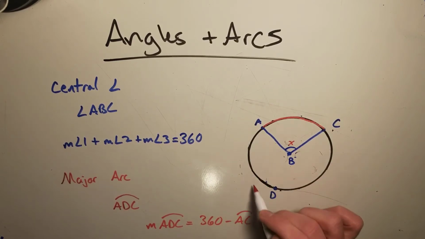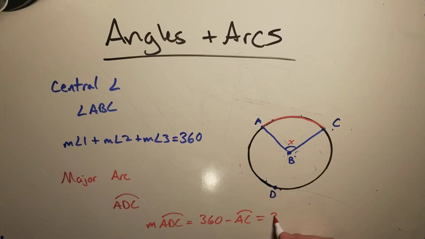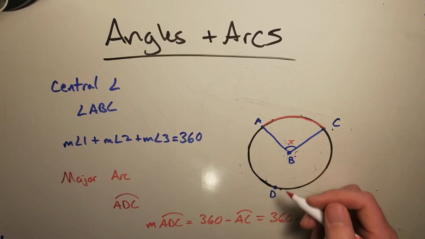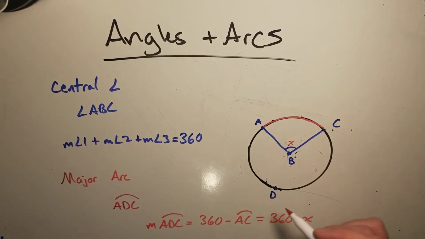It's equal to the whole 360 but minus this part, which again you could say is 360 minus that central angle of x. So ADC, that would be a major arc here.